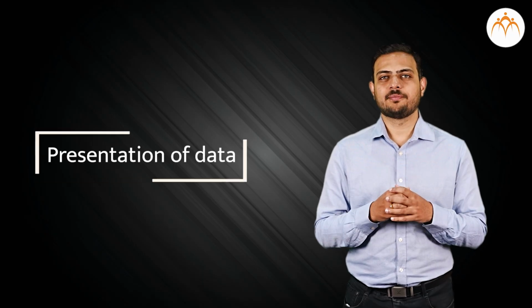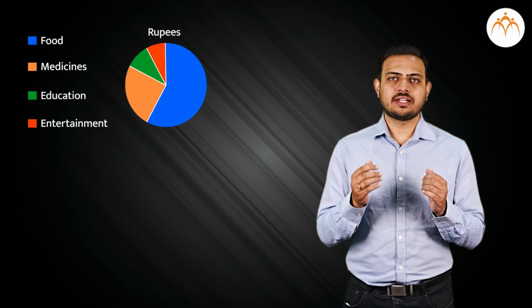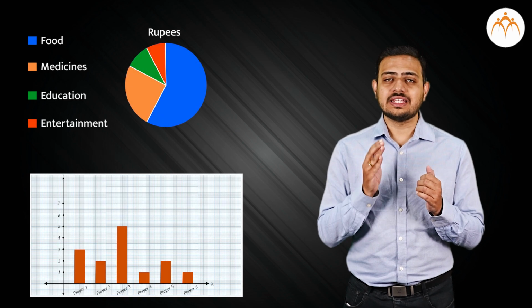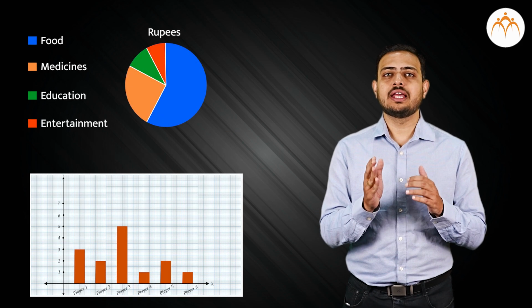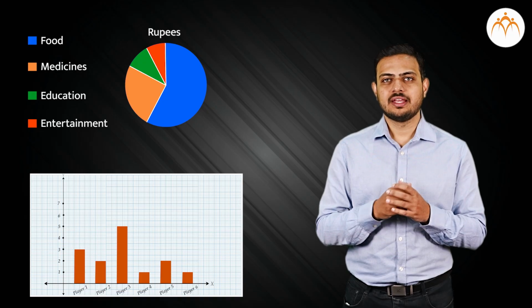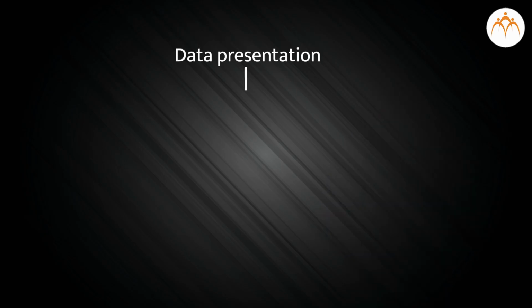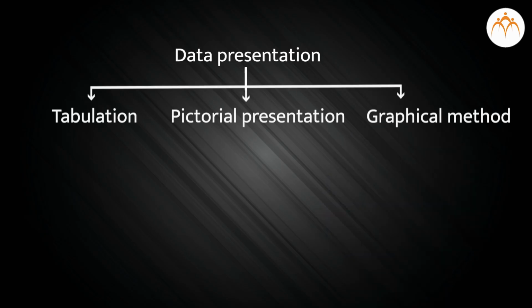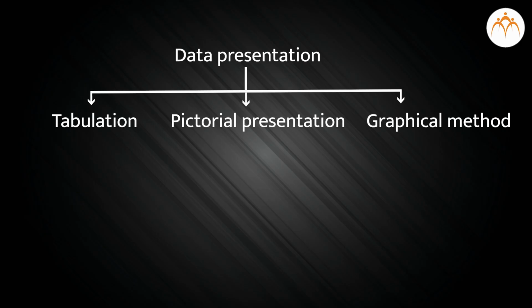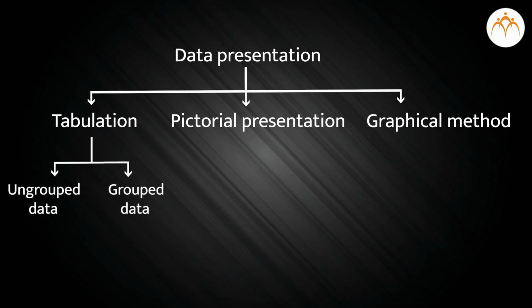Presentation of data. The methods of data interpretation which are easy to use are pictorial and graphical presentation. Different methods of data interpretation are as follows. Data presentation can be represented in three ways: tabulation, pictorial presentation, and graphical method. Tabulation is of two types, for ungrouped data and for grouped data.